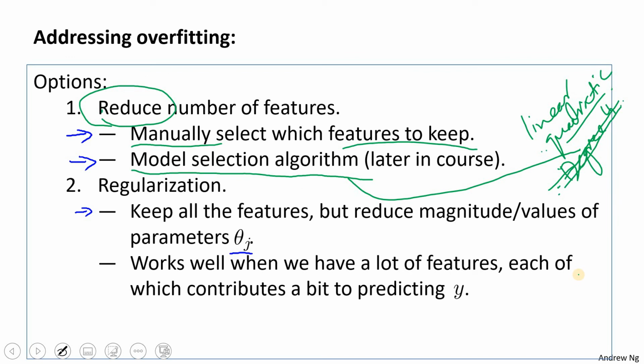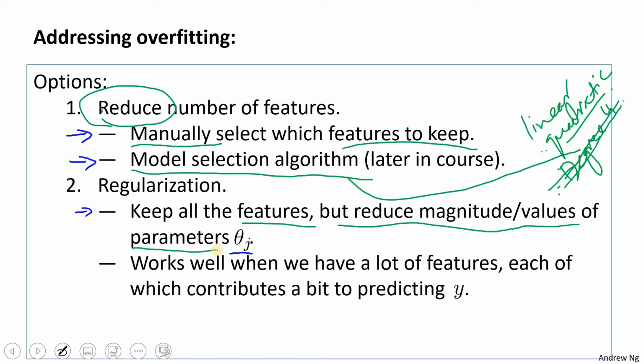So this is the theory of regularization: we keep all the features and all those parameters, but reduce the magnitude or the value of those parameters. If you have one term theta 6, try to multiply it with a very small value, and by doing this you reduce the effect of that term in the overall equation.